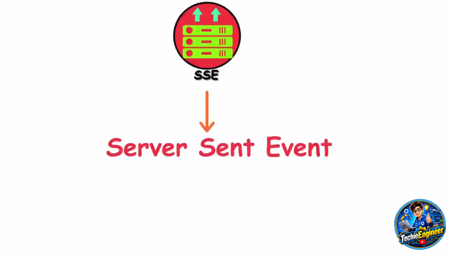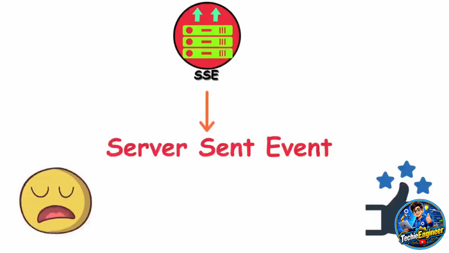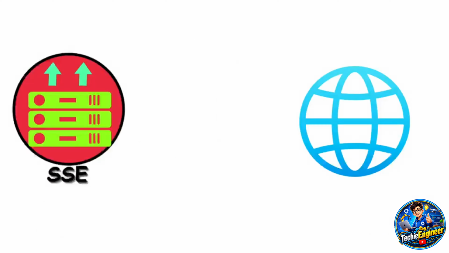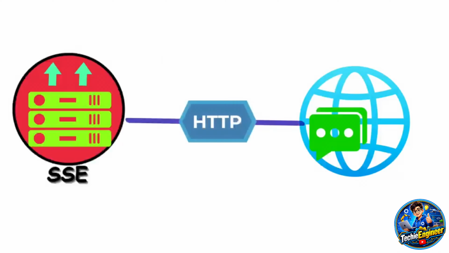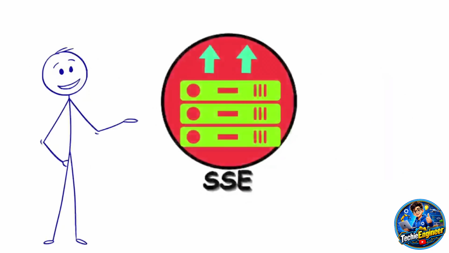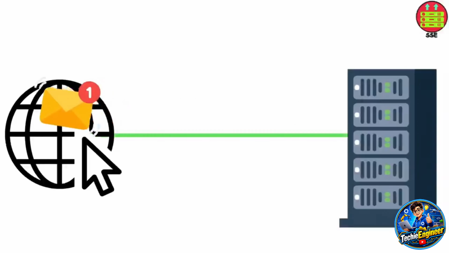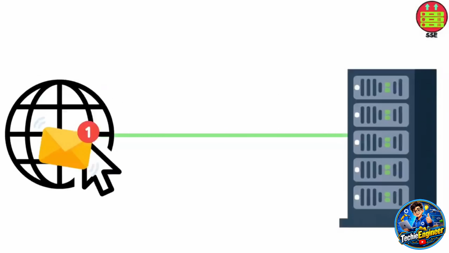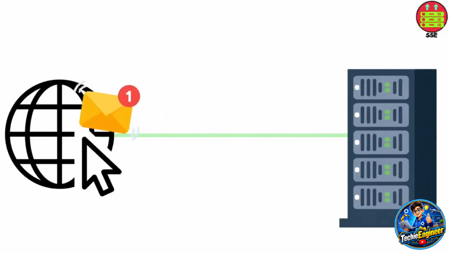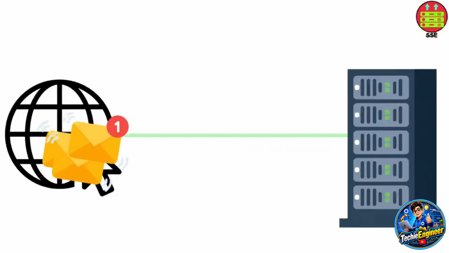SSE, or Server Sent Events, is honestly one of my favorites, and it doesn't get nearly enough love. Server Sent Events let your server push updates to the browser whenever it wants, over a single HTTP connection. And it's beautifully simple. Here's how it works. Your browser makes one request, and instead of the server sending back data and closing the connection, it keeps it open. Then, whenever the server has new information, it just sends it down that pipe.